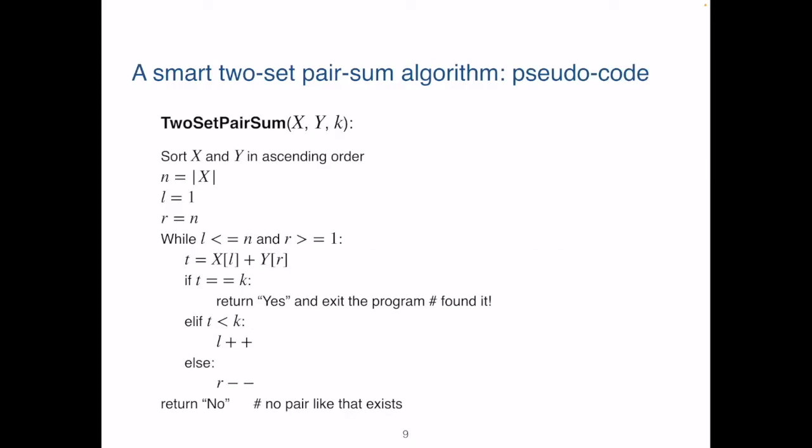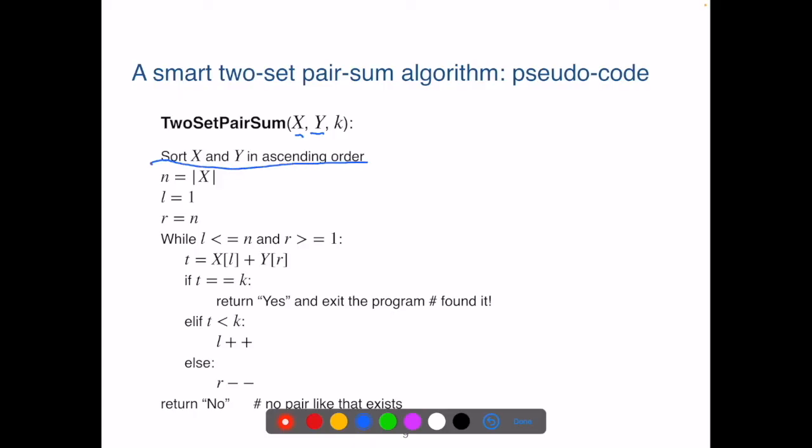The pseudocode of this smart two-set PairSum algorithm then looks like this. Now the input has two sets, x and y, and one target value k. We start with sorting numbers both in x and y in ascending order. This will take us big O of n log n time. Here we have two pointers again, L and R. Note that we control the while loop based on the size of set x. We could also use the size of set y instead. It does not really matter. We stop the loop when one set is exhausted.